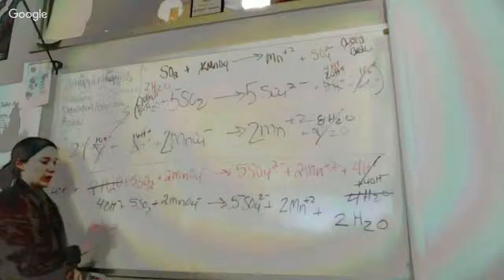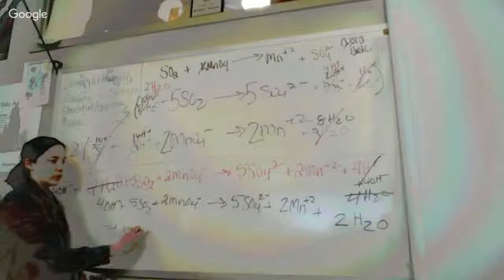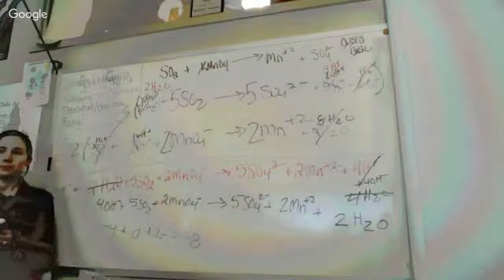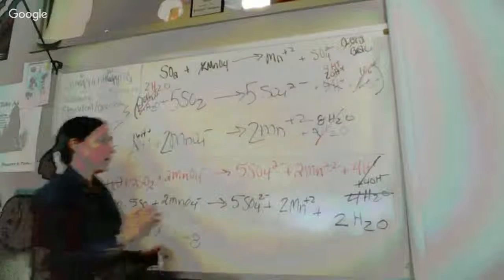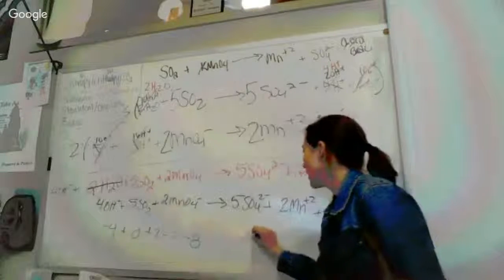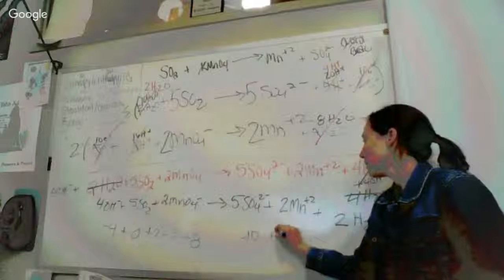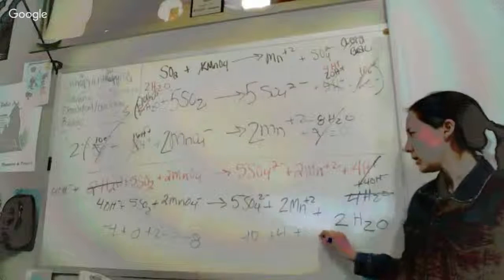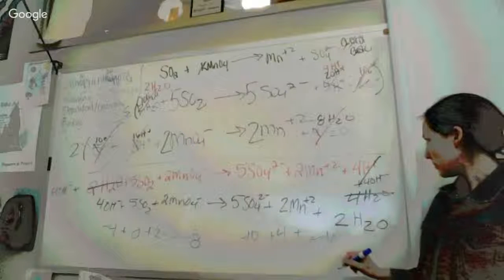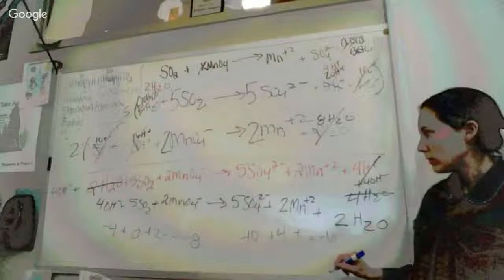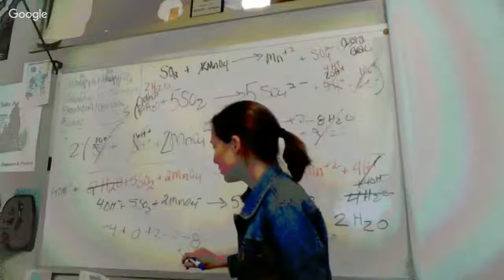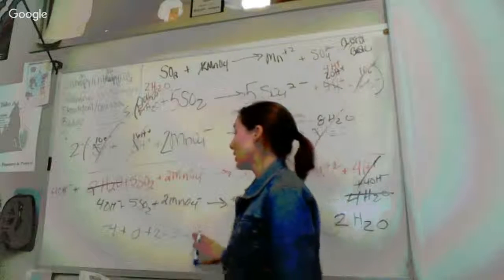So you got 4 negatives plus no charge plus 2 negatives. So now I'm -8. So far so good. And over here I have -10 plus 4, -6. Did I do my math wrong somewhere? The left side should be negative. What did I do wrong? You added them. Oh, because -2.